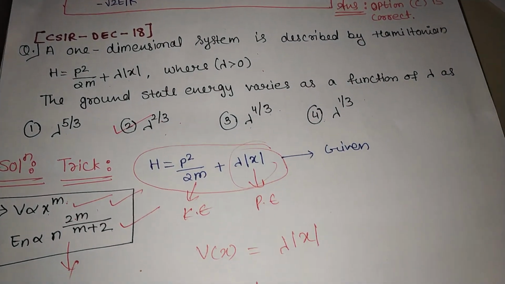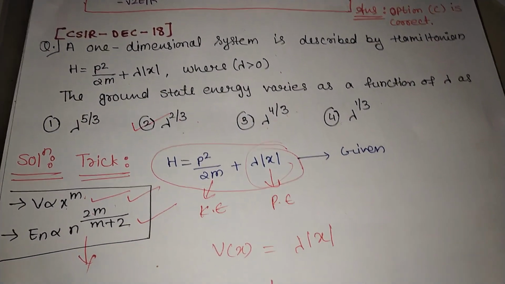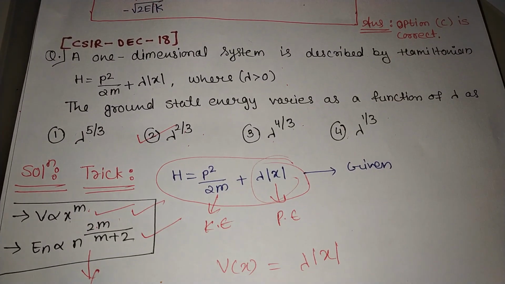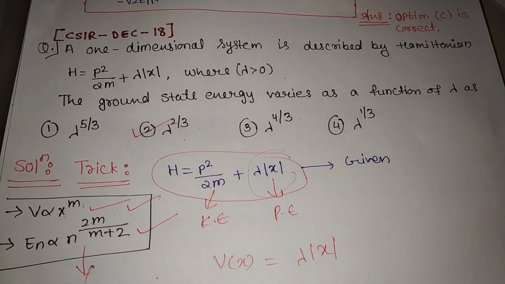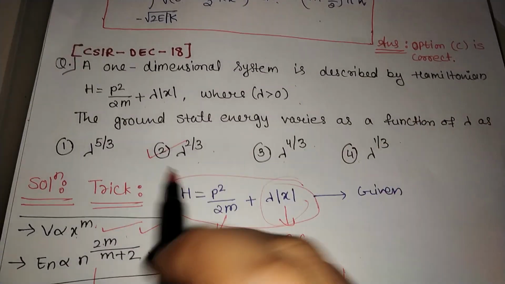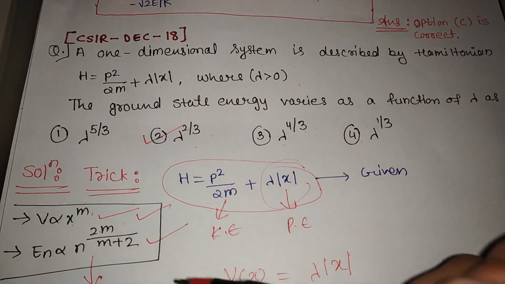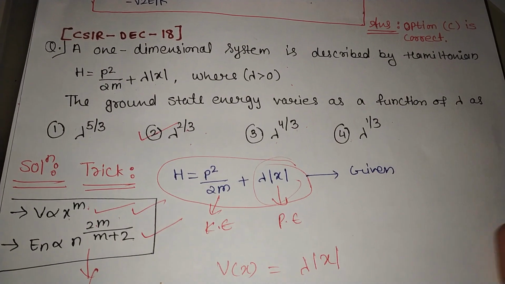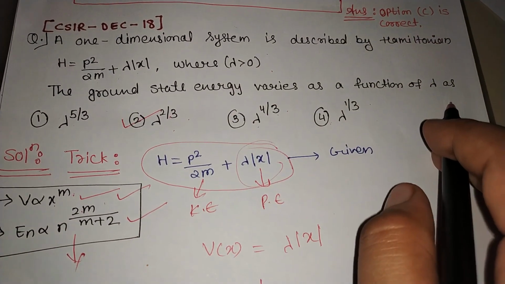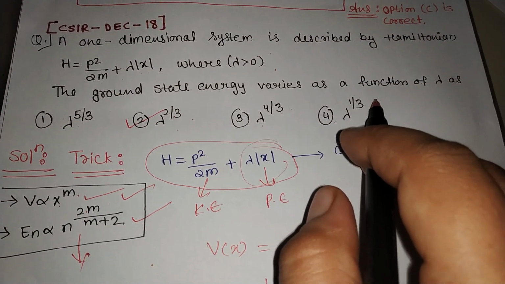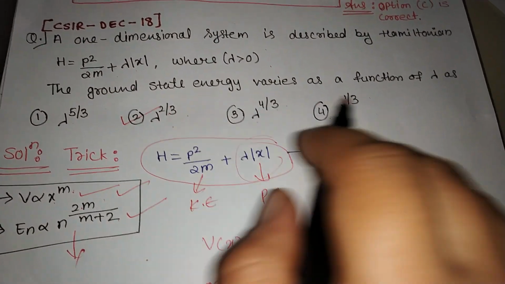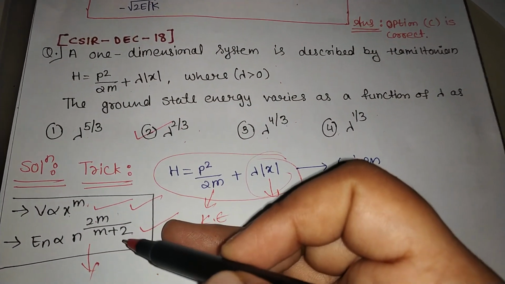If you have doubts in the exam about whether to use the trick method or the traditional method: if the options have different powers, you can easily apply the trick method to solve. But if the options have the same power, then obviously we have to use the traditional method. For the same power you cannot use the trick method.